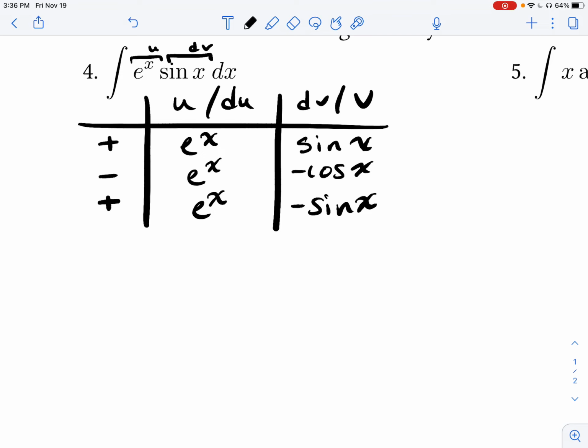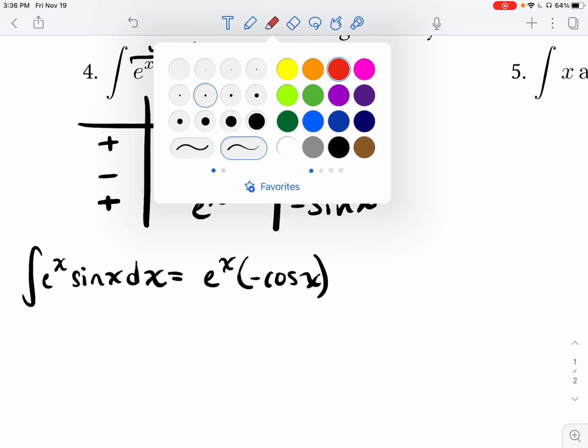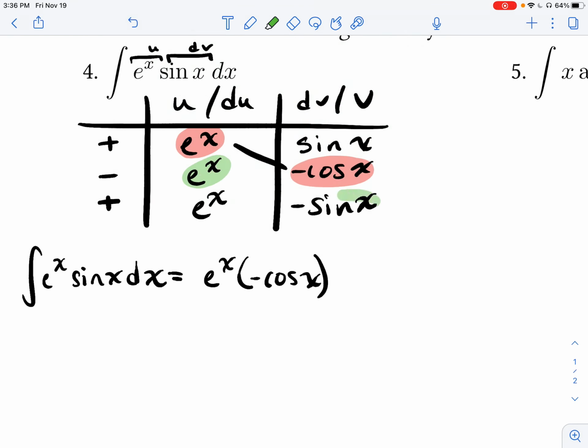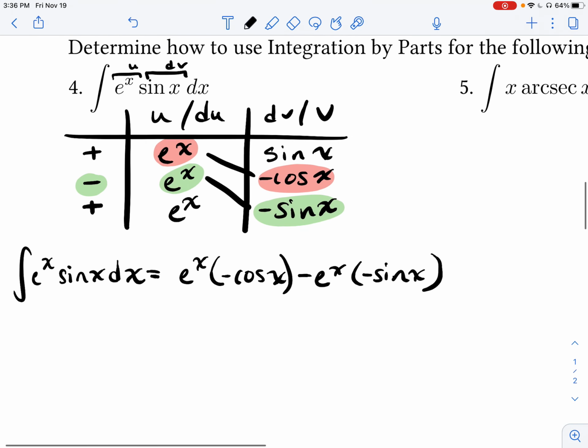If we were to actually write this out, let me go ahead and start writing this out. We would see the integral of e to the x sine x dx, what we're trying to find, is so far e to the x times negative cosine x. There's our uv. And let me change colors here. We've got e to the x times negative sine x. So I should note that is negative, so minus e to the x times negative sine x, right? And we're going to see that this is going to continue to repeat itself.